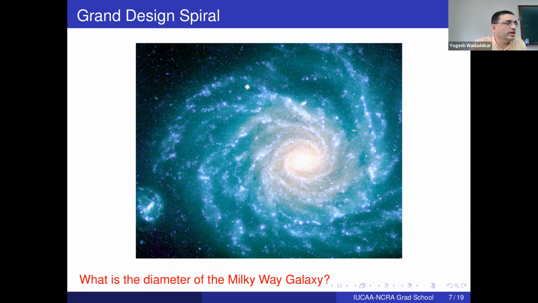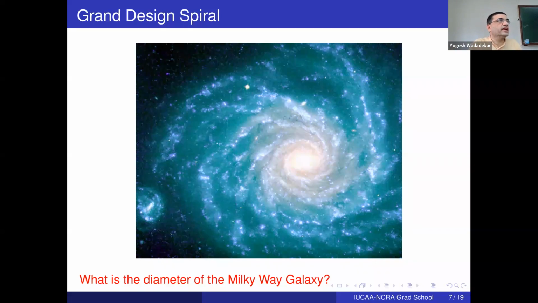Okay. Before we go there, what is the diameter of the Milky Way galaxy? Can someone tell me? 1 lakh light years. That's correct. So it's about 30 kiloparsec, or approximately 1 lakh light years. That's the diameter of the Milky Way. It's really huge. Okay, so for scale, you know that the nearest star is 4 light years away, but the Milky Way itself is 1 lakh light years.